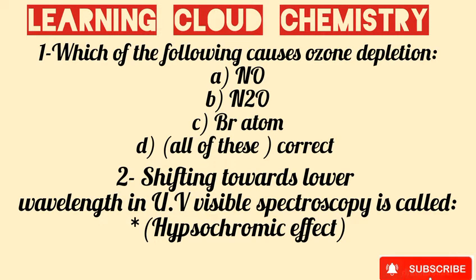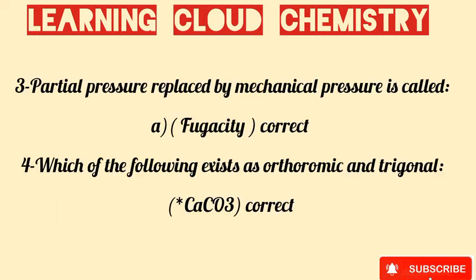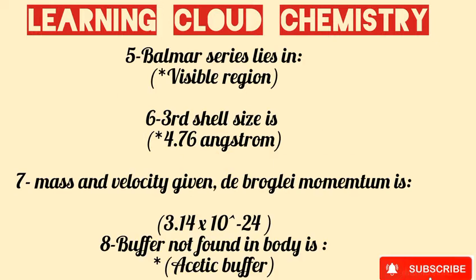Shifting toward the lower wavelength in UV visible spectroscopy is called the hypochromic effect. If partial pressure is replaced by mechanical pressure, it is called fugacity. Which of the following exists as an orthorhombic and trigonal form? The correct option is calcium carbonate, which shows allotropic forms, both the orthorhombic and the trigonal form.